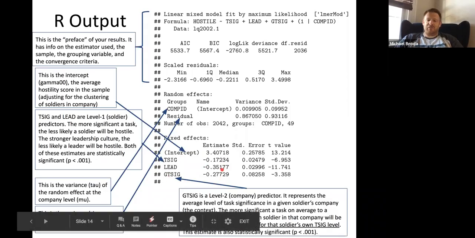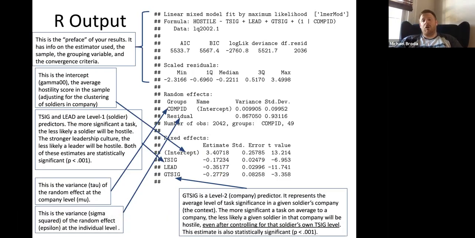Okay, then we have an estimate for GT-sig. This is the company level. So this is what's happening. We've aggregated it up to the company level. And now we get an estimate for what happens when the average company level task significance changes. So think about this as the normative effect, the effect of your peers, the effect of the climate, the larger organizational climate on an individual.